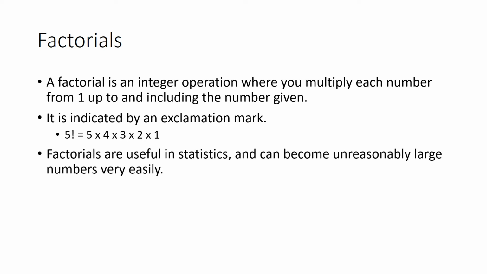Factorials are really useful in statistics, and they can become unreasonably large answers very easily. Factorials of something like 30 can be pretty huge, but they are still used, and you have to be very careful with them, because they can overflow your data types quite easily. Oh, and there is a special rule for 0, as there often is in these kind of things. So the factorial of 0, we've declared that that's 1, in case there was any question over it.